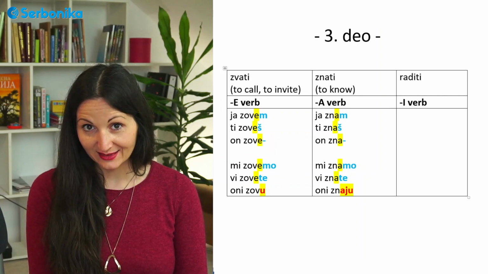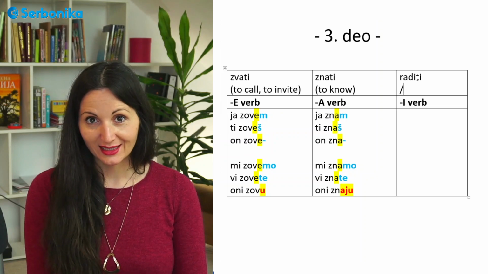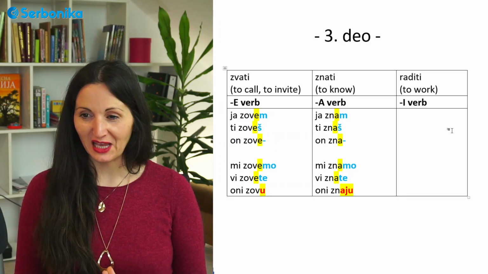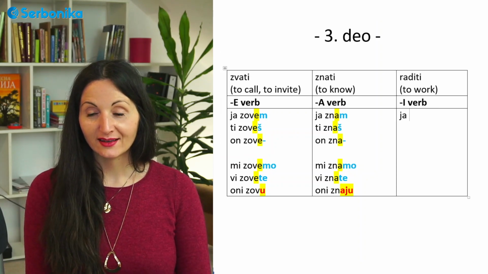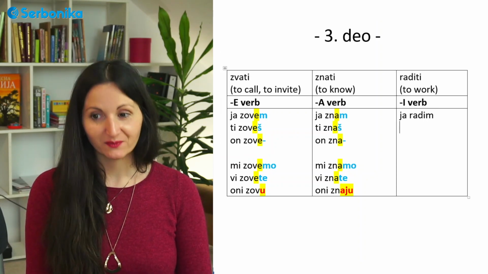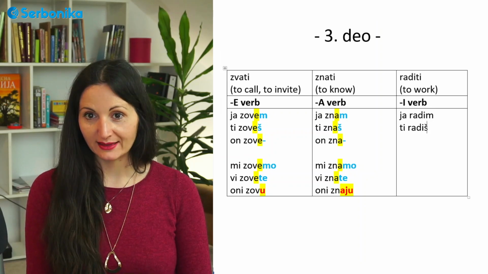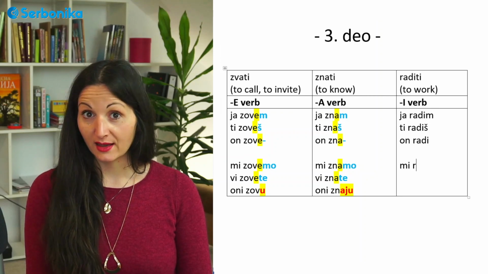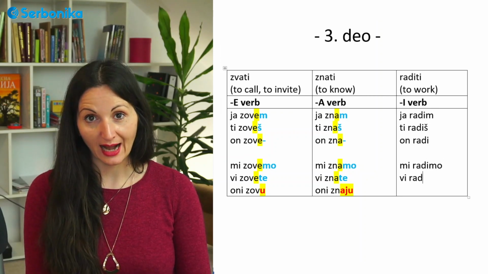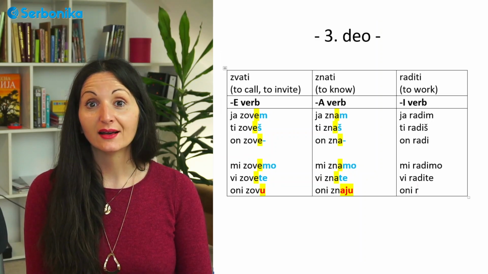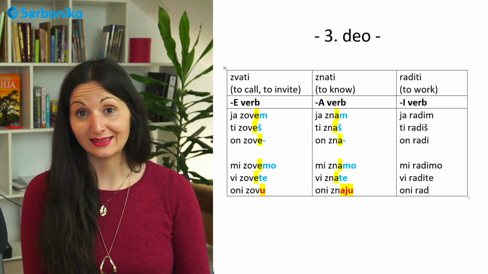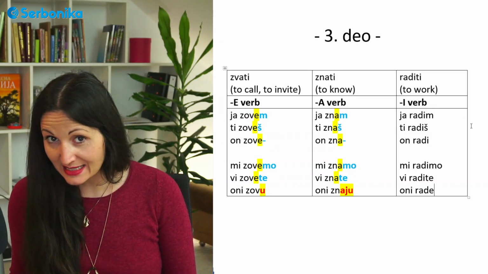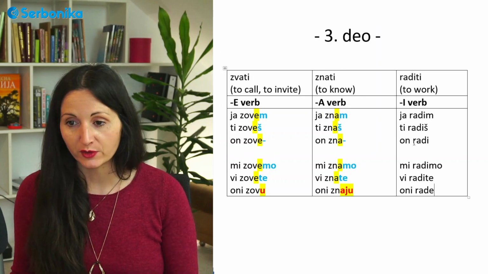What does it mean? Raditi? Šta znači raditi? To work. Do you know how to conjugate it? Let's do it together. Ja radim. Ti radiš, on radi. Mi radimo, vi radite, oni rade. Oni rade.